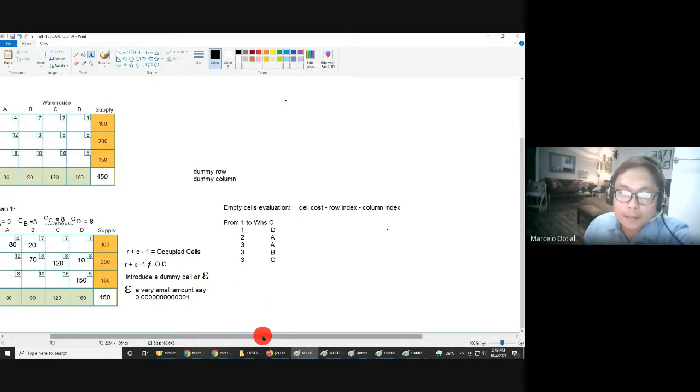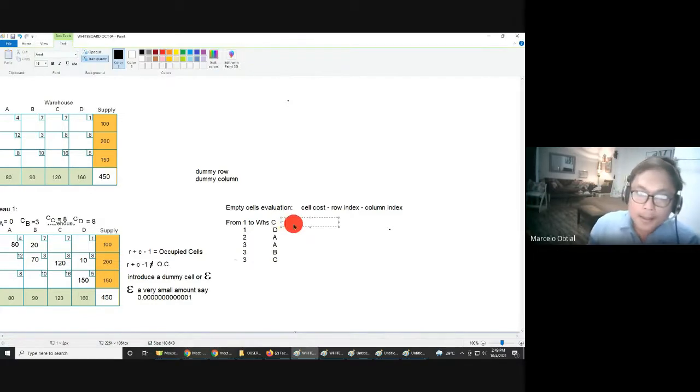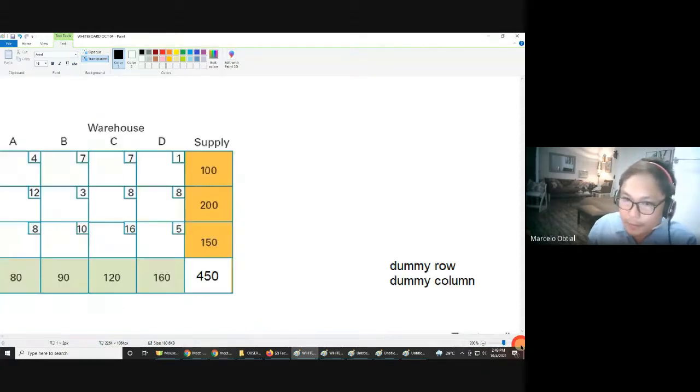Okay, next tayo. Let's apply this formula. So from this empty cell, enlarge natin class para makita.